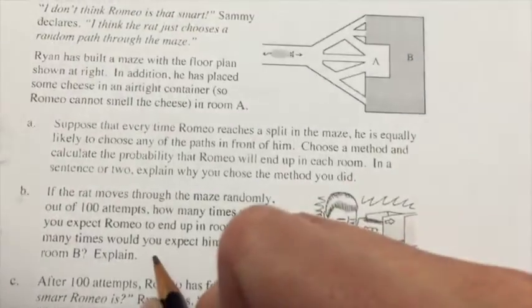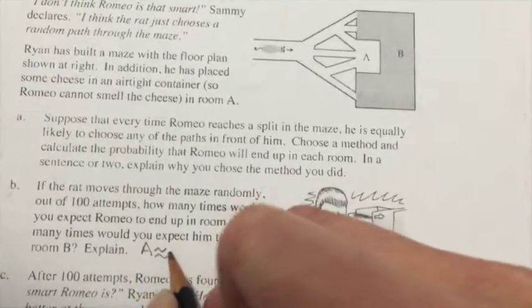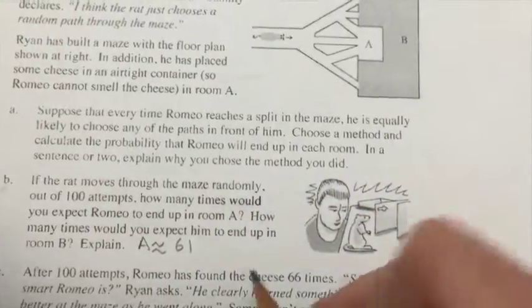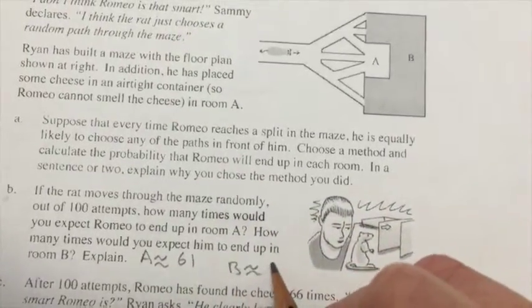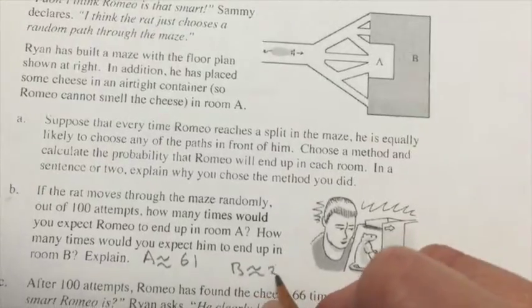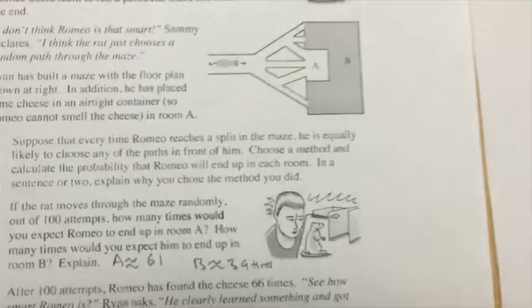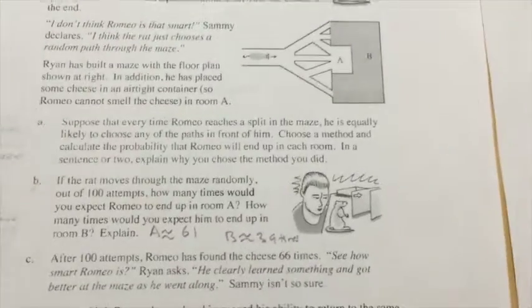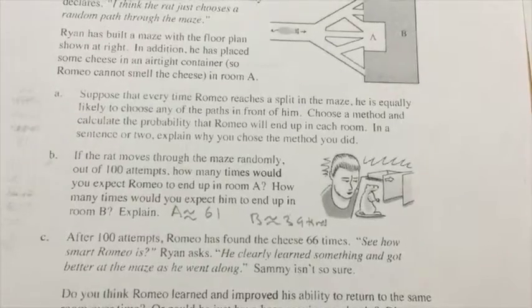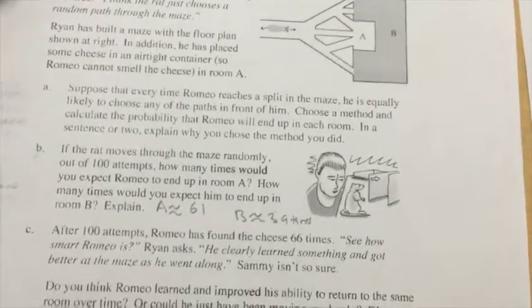In room A, you'd expect about 61 times. In B, you'd expect about 39 times, right? Why? Because it's 61%, so we could say that that's 61 out of 100 times, and 39%, right? Because it's 39 out of 100, right?